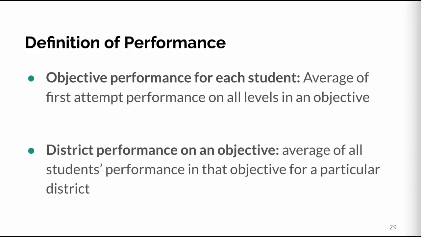To get the district performance on an objective, we take the average of all students' performance for that objective in that district. We use the first attempt performance as this provides information on student skills regarding the level content before they experience any feedback. Thus, first attempt performance on a level shows how much prerequisite knowledge a student has acquired from other objectives before playing the current objective, and subsequent attempts may not truly reflect each student's knowledge of the mathematics concept.